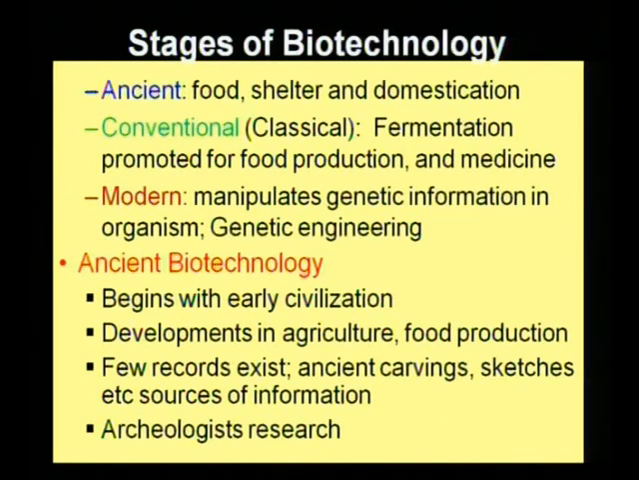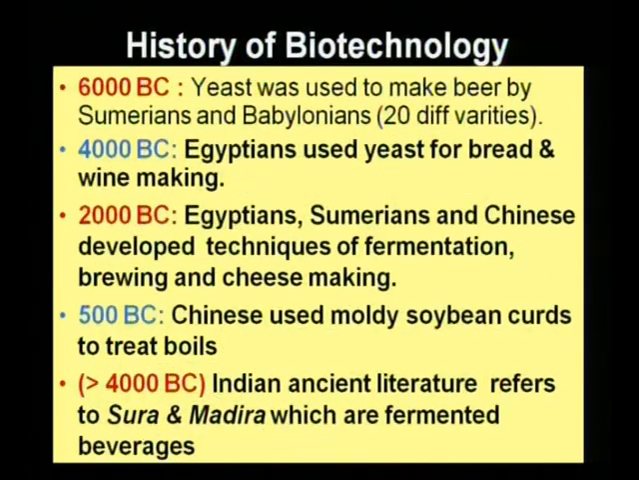Now let us see something briefly about ancient biotechnology. Actually this biotechnology began with early civilization and developments. There were developments in agriculture and food production. We don't have very firm records about these things, but through carvings, sketches and other archaeological research, we come to know about this ancient biotechnology.